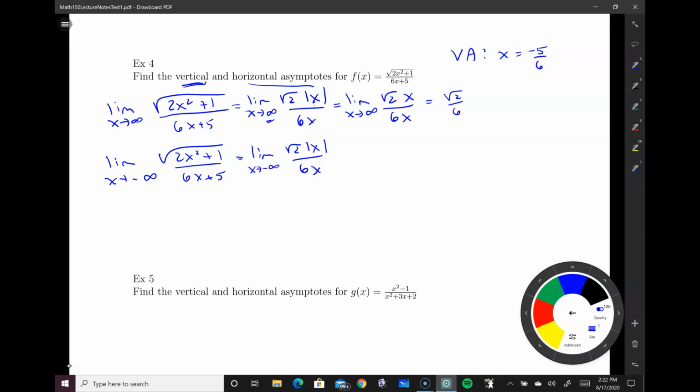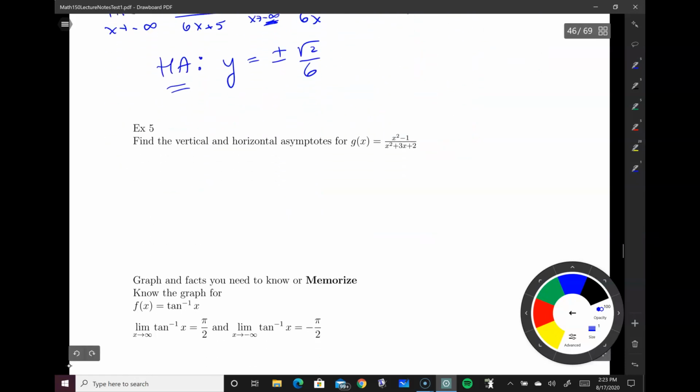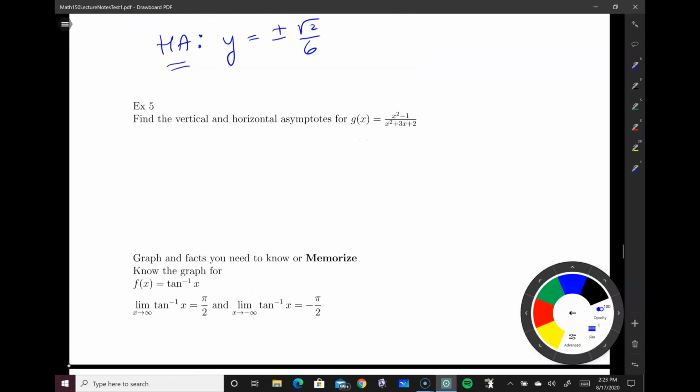Okay, so now here I'm plugging negative infinity into this x that's inside the absolute value. The way the absolute value works is it takes the opposite of a negative number to make it positive. So now when I cancel the x's, I get root 2 over 6. So to summarize, my horizontal asymptotes would be y equals plus or minus root 2 over 6. Finish it off with the equations of the horizontal and the vertical asymptotes. So let's just finish this page off here.